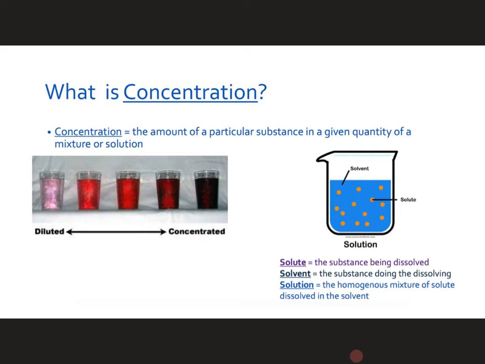I want to do a quick review from last class of what concentration is, and it is the amount of a particular substance in a given quantity of a mixture or solution. This picture on the left here is an example of how we have barely concentrated. Okay, so something that is very dilute, not concentrated, and then at the end here we have something that is very concentrated. And the vocab words you should be familiar with is solute, which is what you are dissolving, right here. Solvent, which is what is doing the dissolving. That's usually going to be water, so in this case it's the water here. And then the solution is the mixture of everything together.